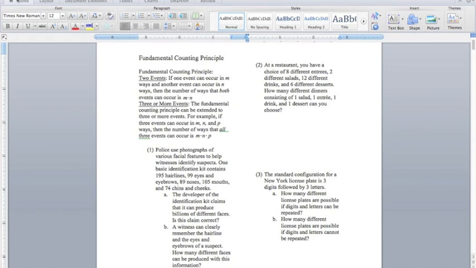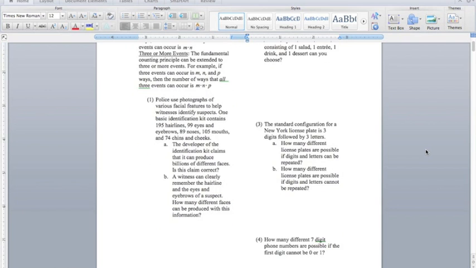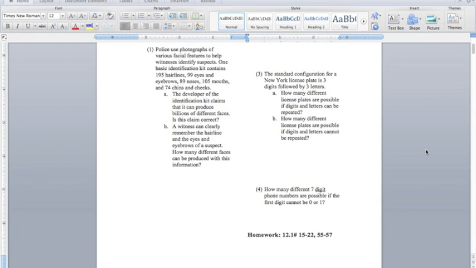So our first example says police use photographs of various facial features to help witnesses identify suspects. One basic identification kit contains 195 hairlines, 99 eyes and eyebrows, 89 noses, 105 mouths, and 74 chins and cheeks. And that's one thing together. It's like one template for chins and cheeks together. It's not chins and then cheeks.